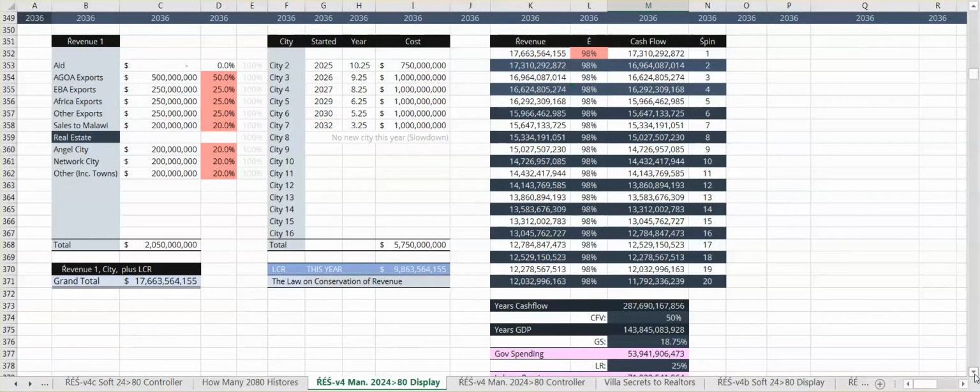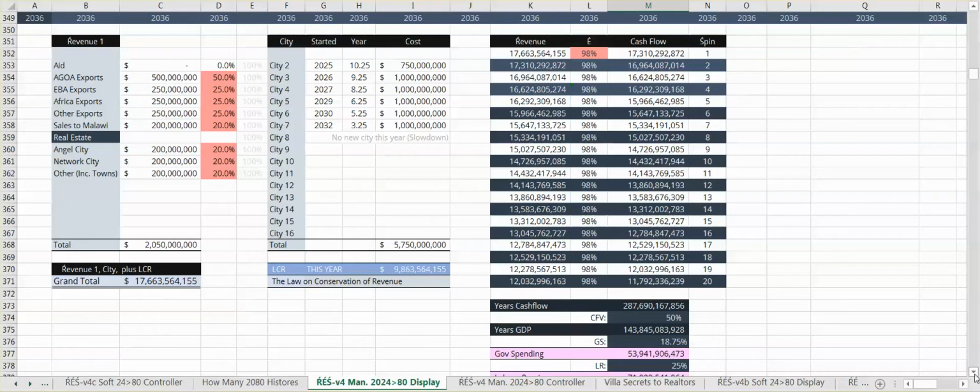2036, the recession ends and exports and real estate and city developments increase to pre-recession figures. Spin stays at 20, E decreases to 98, and the objective is to steadily decrease spin and E so that it can be ramped up again when the next recession hits without decreasing cash flow.